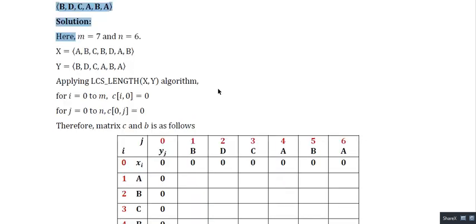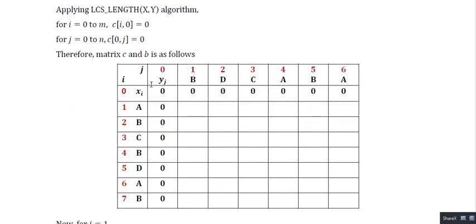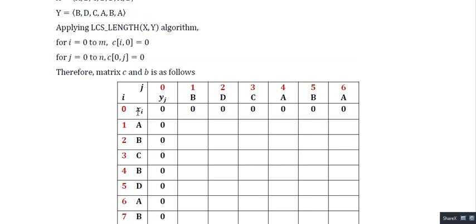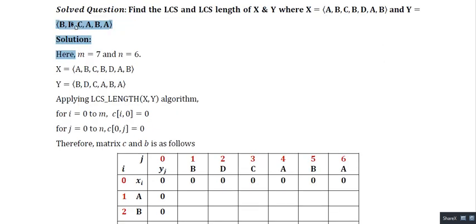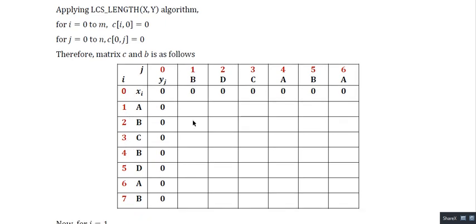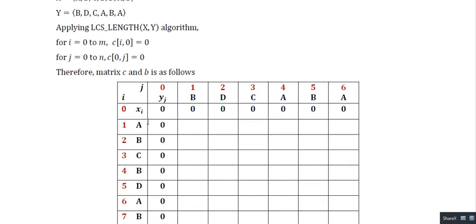To solve this kind of problem, you draw a matrix in this pattern. You write xi row-wise and yj column-wise, and you put the indices 1, 2, 3, 4, because there are 6 characters in one sequence and 7 characters in the other. As I already told you, if there is no character in sequence y or no character in sequence x, then the length of LCS will be 0. So if one of the sequence lengths is 0, then the length of LCS will be 0. No character in the sequence x, so make all the entries 0.